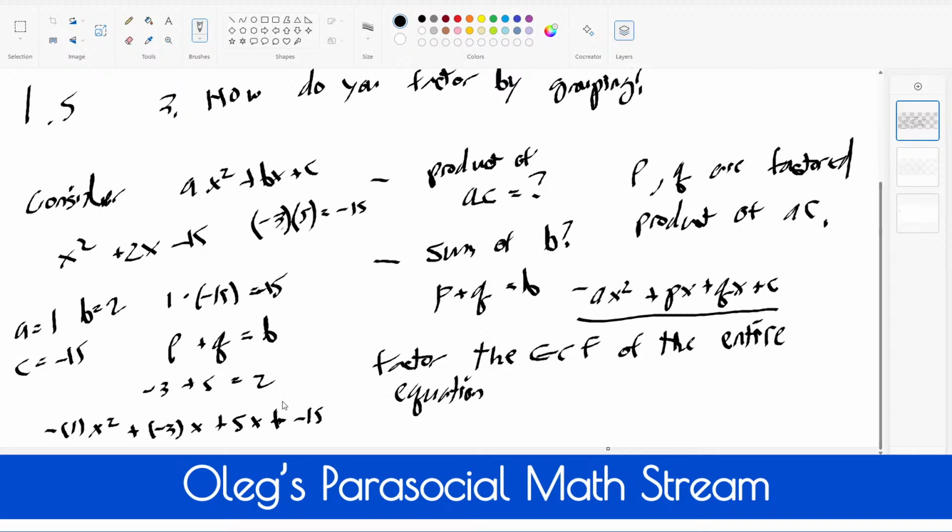Okay, so let's just simplify this, and then we're going to factor it afterwards. So we have negative x squared, we're going to say plus 2x minus 15. Did that get us back to where we started? Yes, it did. Hang on a minute, and pull out.